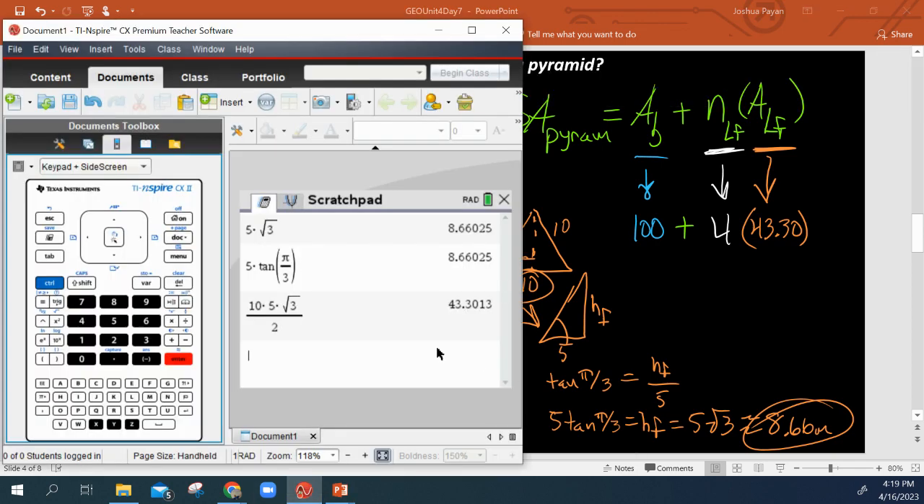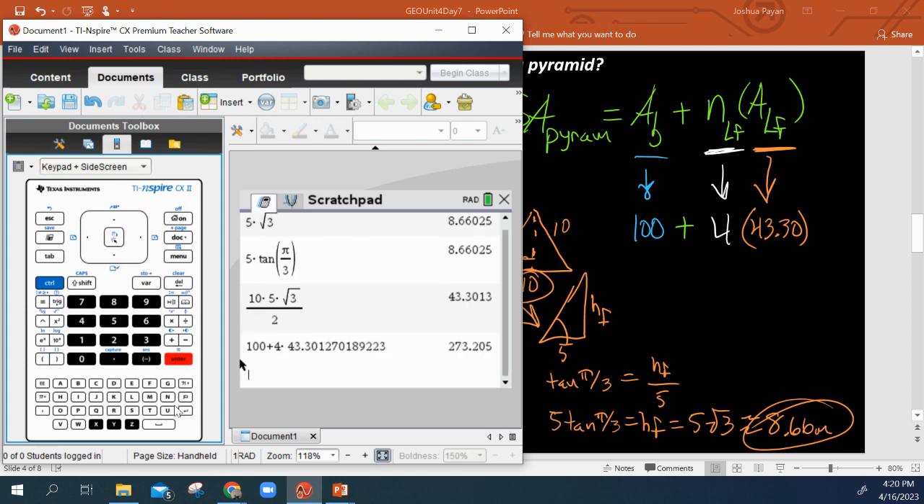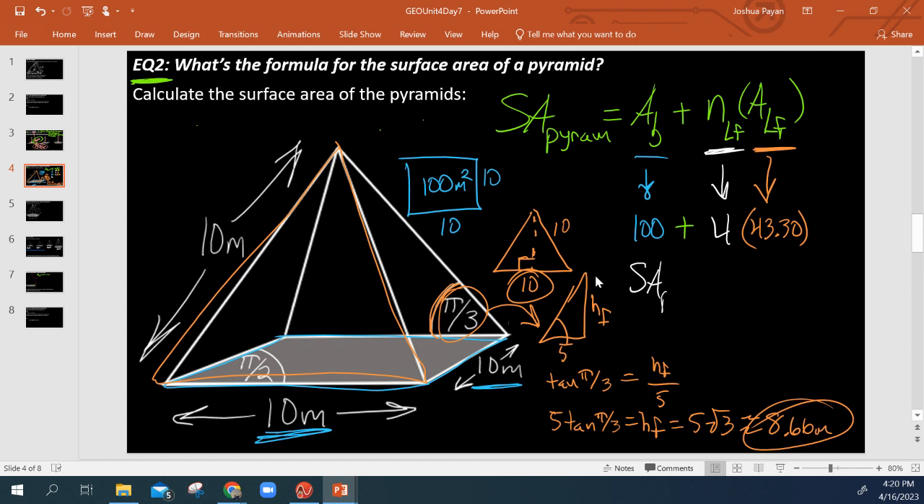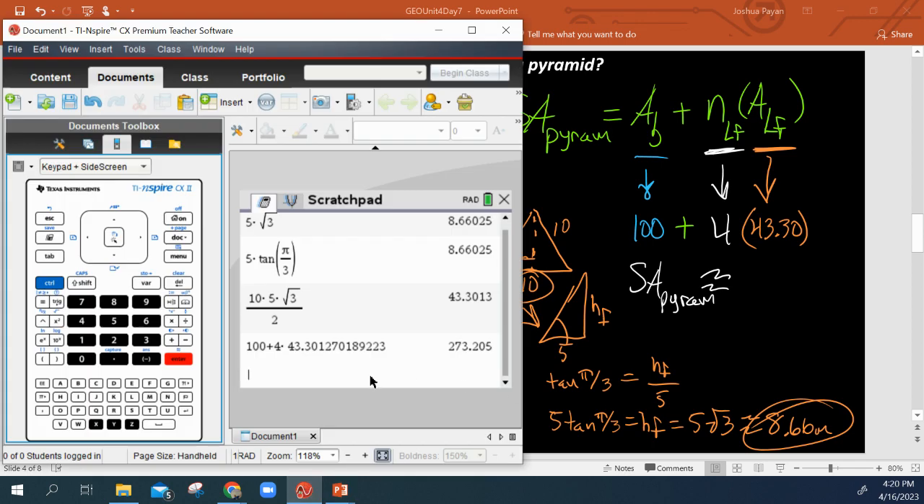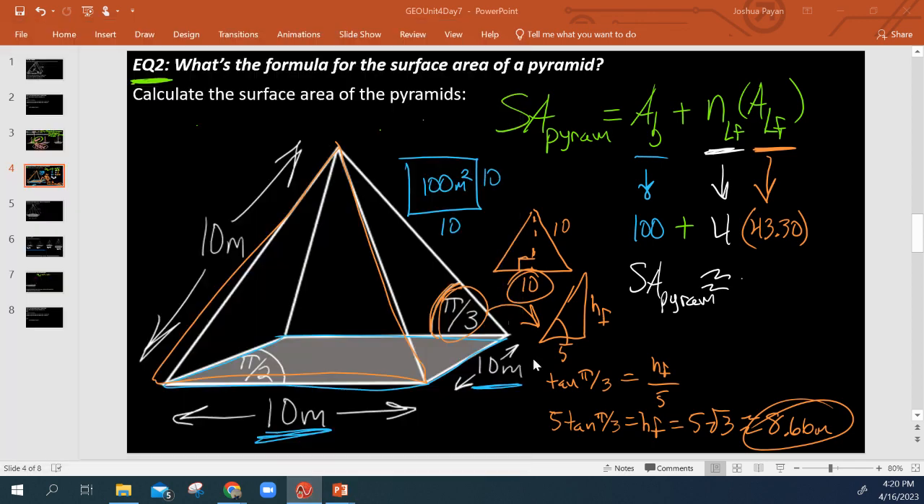So let's go ahead and do that. We have 100 plus 4 times, and I'll copy and paste my ugly 43.3013. And there we have it, our surface area for this particular pyramid. I already forgot what it was. 273.21. And of course, if we're in meters, that is meters squared.